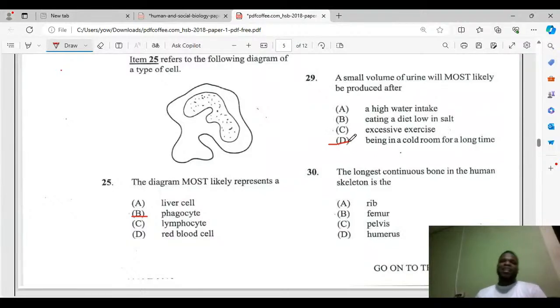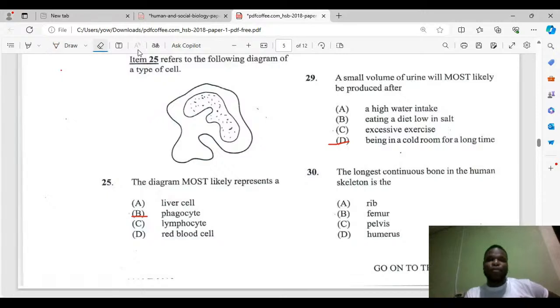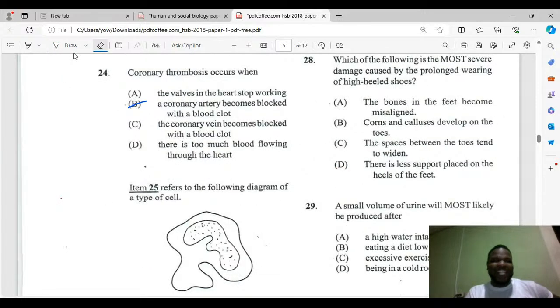Next. What's the longest continuous bone in the human body? That is simple stuff, guys. Longest bone in the body. Let's go. Right after the paper, guys. Let's kill this paper. Let's move. Wait. Oh, we just did a wrong thing. My bad. Let me move. We just skipped a question.